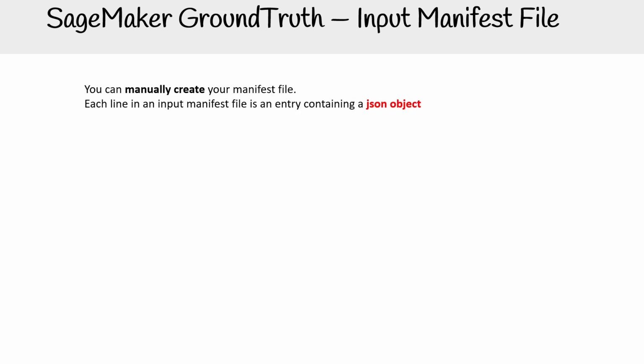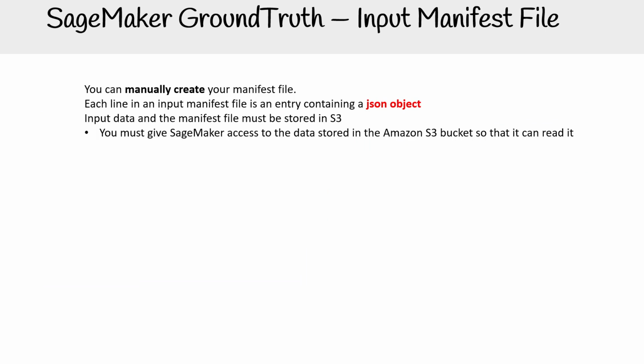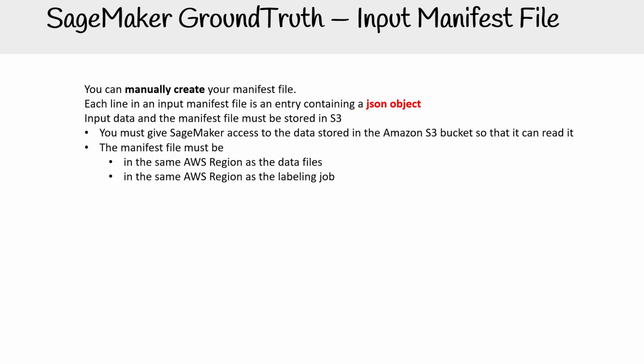You manually create your manifest file. Each line of input in the manifest file is a JSON object. So this is basically a JSON Lines file. Input data in the manifest file must be stored in S3. You must give SageMaker access to the data stored in the S3 bucket so that it can read it. The manifest file must be in the same AWS region as the labeling job. It must be in UTF-8 encoding format.